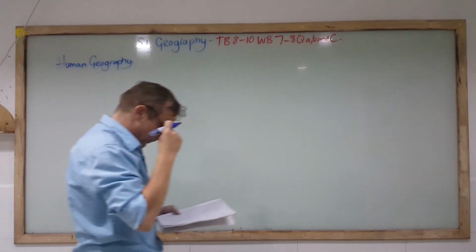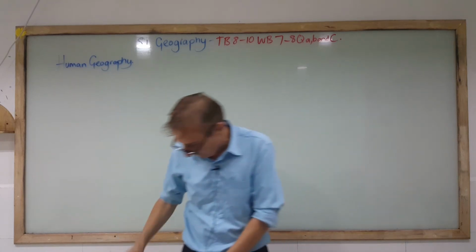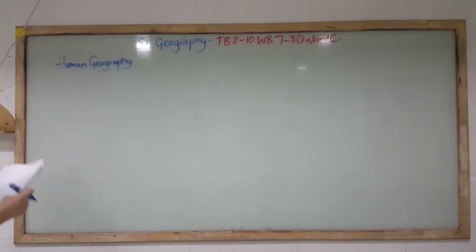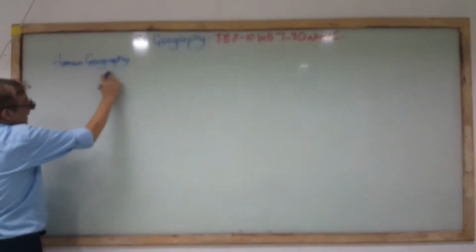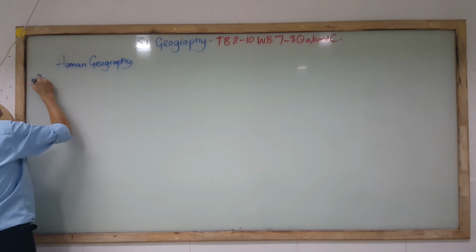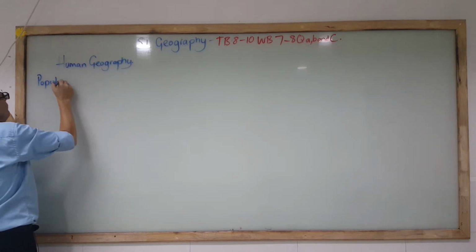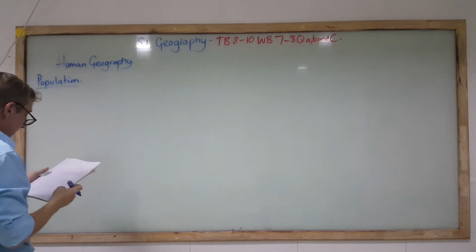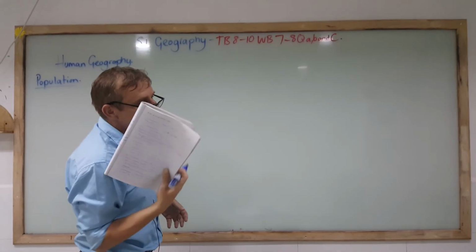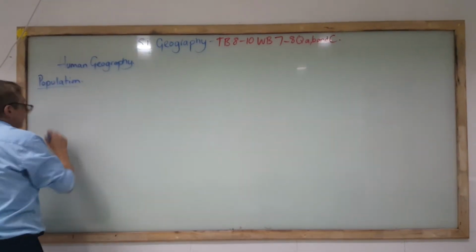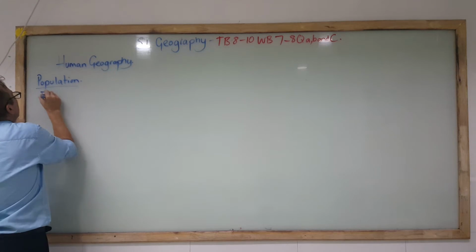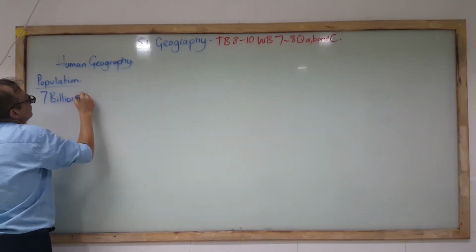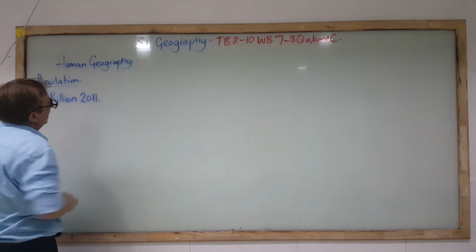Now, we talked a little bit about population explosion, and that's what I'm going to start off with. The population, because we're talking about human geography, okay? So population. The human population reached 7 billion by 2011.